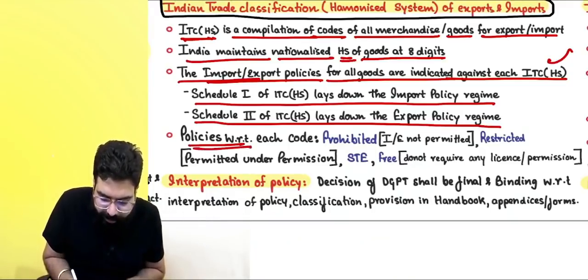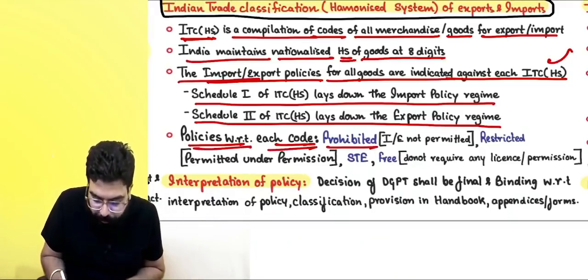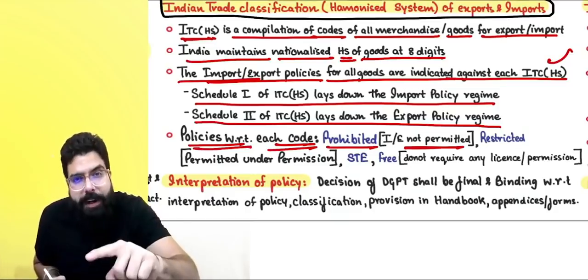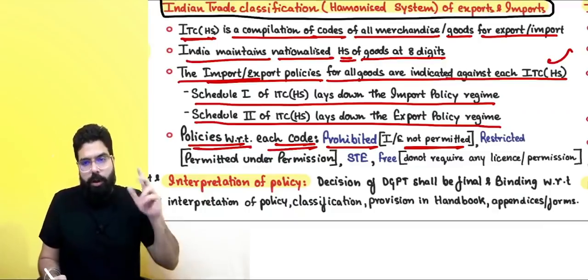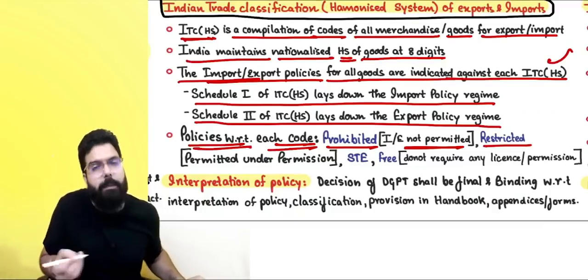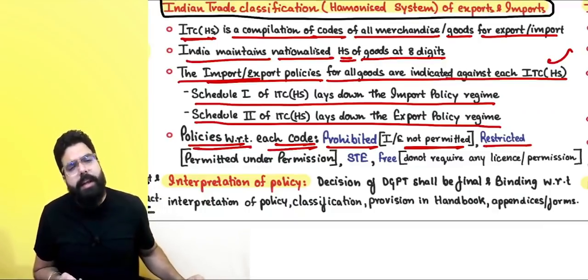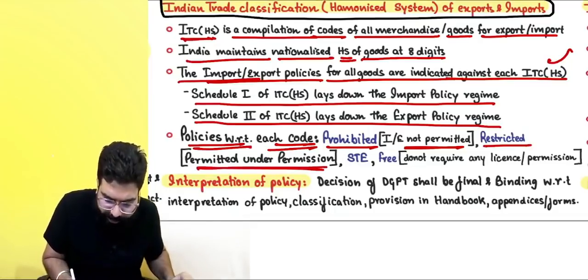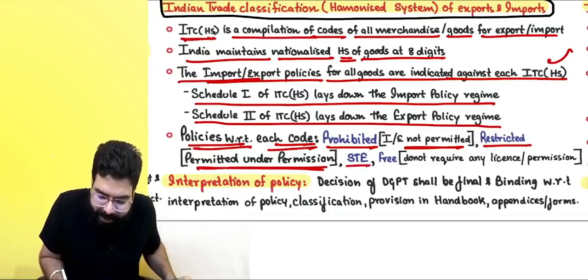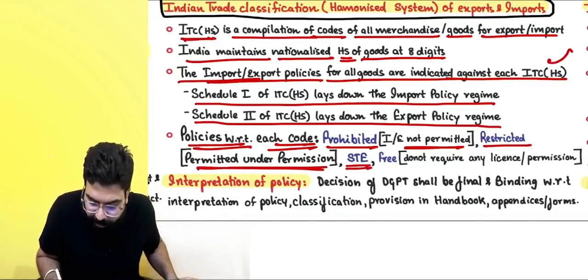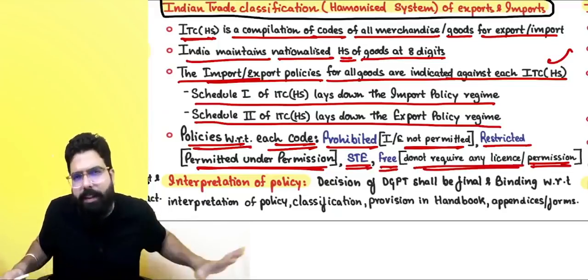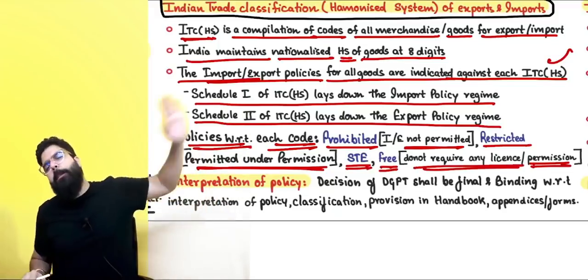Policies with respect to each code: whether it is prohibited, import or export is not permitted at all. When it is told prohibited, it is not permitted at all. Sir, if it is told restricted, what does it mean? Restricted means you have to first take permission, only then import or export. That is known as restricted. State trading enterprise, I will talk about it. Free means you don't require any license, any permission, nothing. Freely import, freely export.